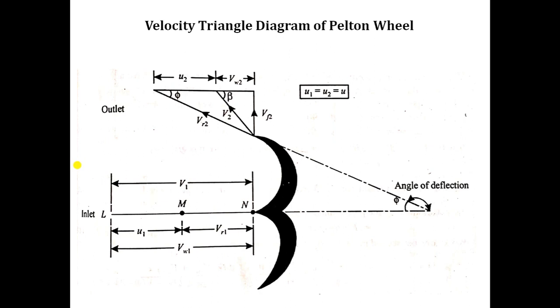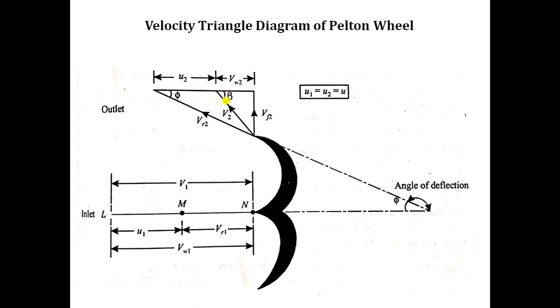Now, the angle made by the jet with respect to the direction of motion at the inlet varies from 1 to 3 degrees, but for all practical purposes the angle alpha is taken as 0. So the inlet velocity triangle diagram for a Pelton wheel turbine will be in the form of a straight line, and at outlet this is the velocity triangle diagram. Here the beta value is less than 90 degrees, that is, it is acute.